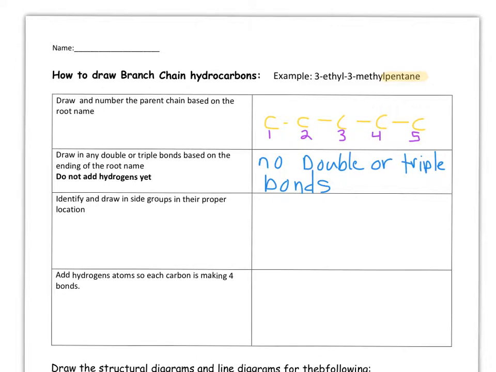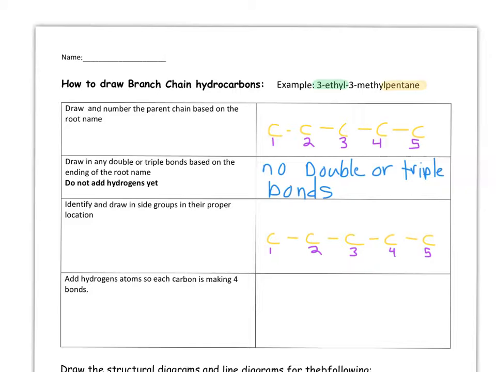Then our next step is to identify and draw in any of our side chains. In our name, we can see that we have a 3-ethyl. So if we redraw our parent chain, that 3-ethyl just tells us that we have an ethyl group on carbon number 3. So we just draw it in to look like this. It's our CH2 and then a CH3 here.